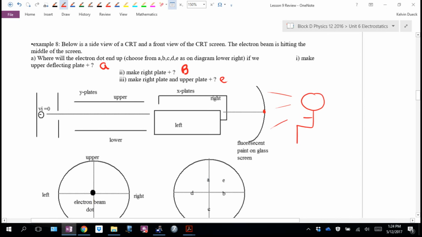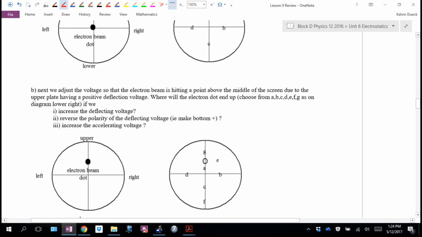Let's tweak it a bit. This time, we turn on the deflecting voltage so that our starting condition has the electron beam hitting right there. What if I increase the deflecting voltage? Will I end up at A, B, C, D, E, F, or G? If I increase the deflecting voltage, is that going to deflect the electron more or less, or stay the same? More. So I think location G.